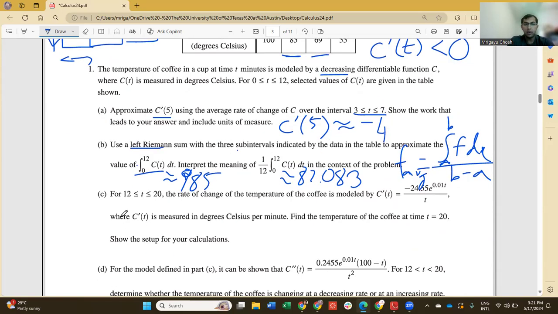Okay, now for 12 to 20 minutes, the rate of change is modeled by this function here. I'm actually going to erase some of this g here because it's writing over that. But we have this C prime of t here, and C prime of t is measured in degrees Celsius per minute. We want to find the temperature of the coffee cup at C of 20. So that means we want to find C of 20.